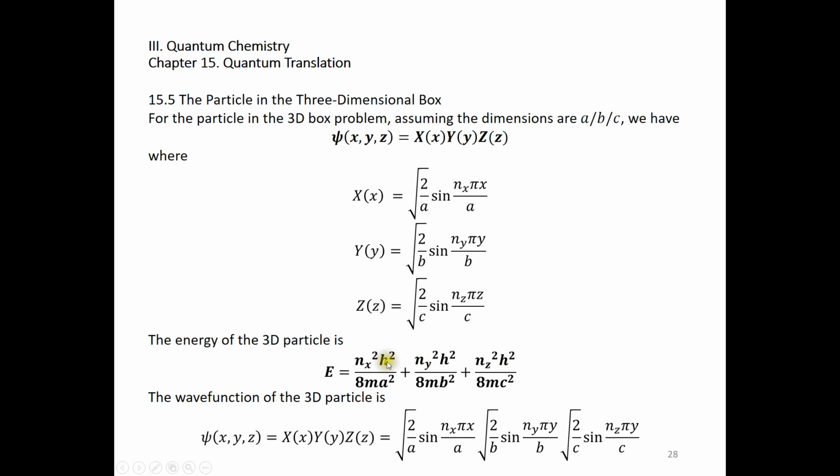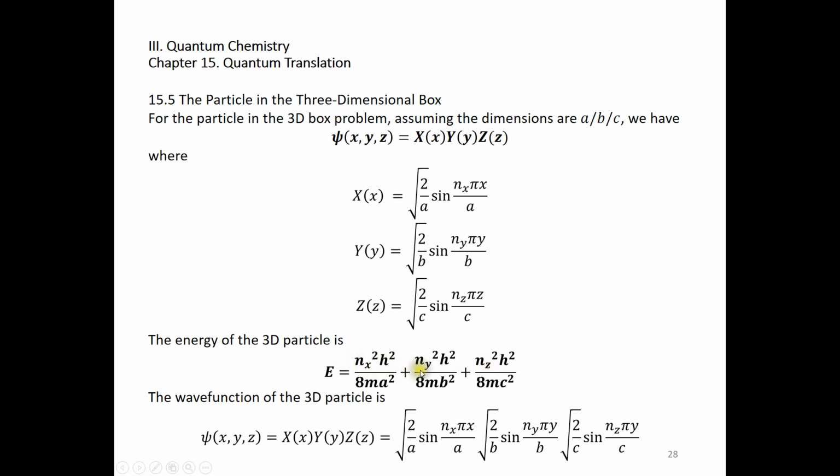It's n squared h squared over 8ma squared in the x direction, n squared h squared over 8mb squared in the y direction, n squared h squared over 8mc squared in the z direction. I'm just assuming the box side length is a in the x direction, b in the y direction, and c in the z direction. Again, nx, ny, and nz are the quantum numbers in the x, y, and z directions. They can be different. Therefore, we add a subscript here, here, and here.